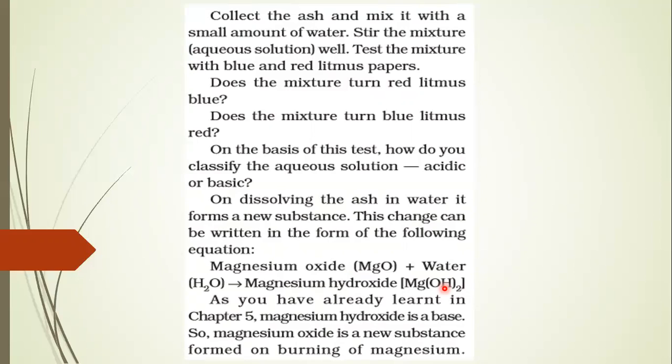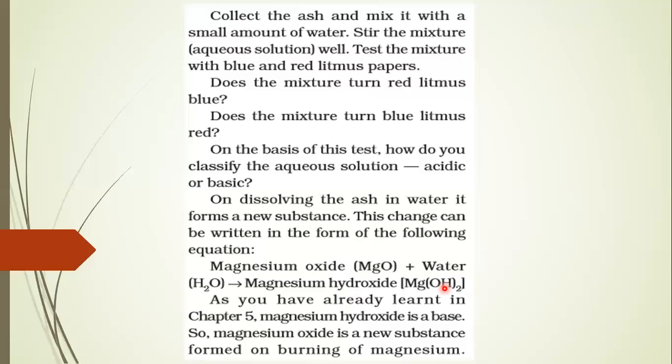For that, you dip a red litmus paper in the solution. When you dip the red litmus paper, its color changes into blue. So red litmus paper changes to blue. That means it is a base. And if you dip a blue litmus paper in the solution, it will not make any change in its color. That way we can prove that the compound formed is a base. That means magnesium hydroxide is a base.